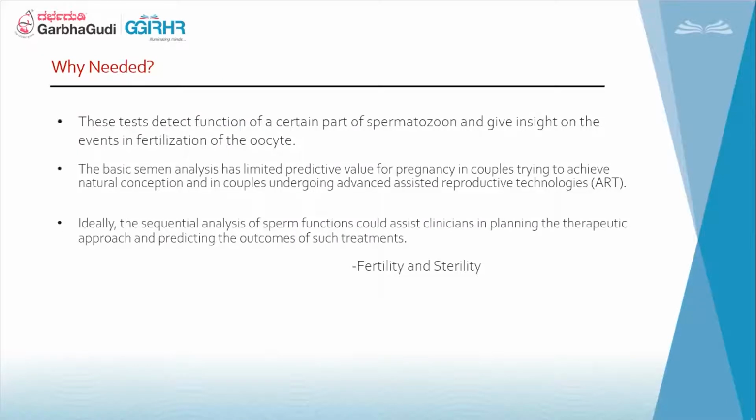So why are these tests needed? These tests detect the function of a certain part of the spermatozoa and give insight into the events in fertilization of the oocyte. The basic semen analysis has limited predictive value for pregnancy in couples trying to achieve natural conception and in couples undergoing advanced assisted reproductive technologies.